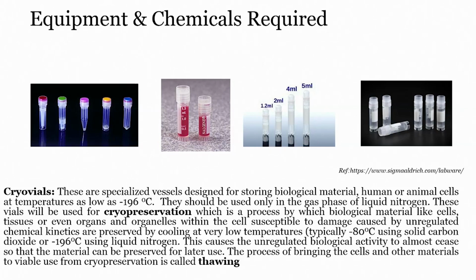These images are taken from Sigma Aldrich. There are a lot of companies, but these are some of the images, and these are the cryovials, as you can see in the figure, of different volumes. You can see 1.2 ml, 2 ml, 4 ml, 5 ml, right. So, these are another set of tools or equipment, or a preservation vessel, that is there in the biology environment.